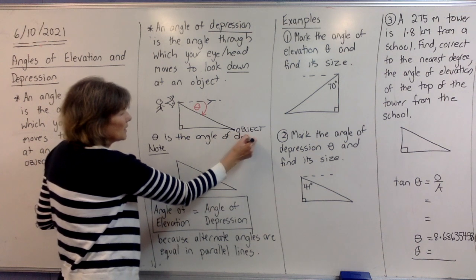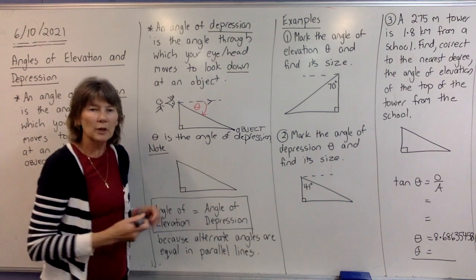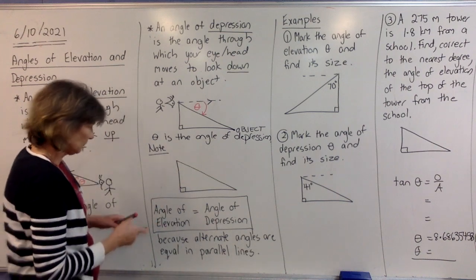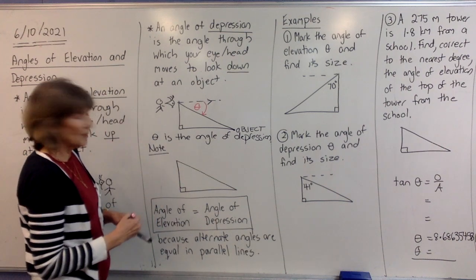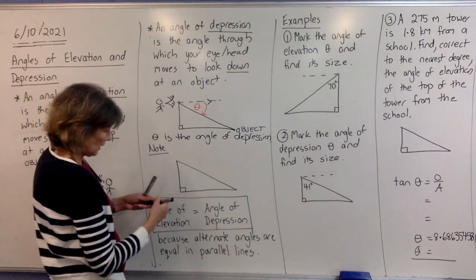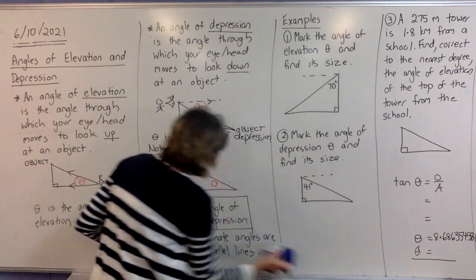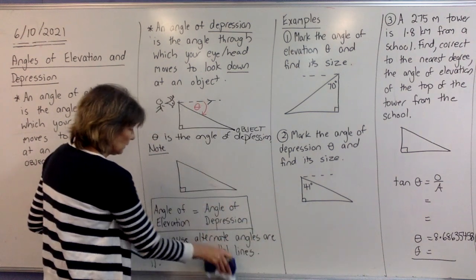Now, there is a connection between the angle of elevation and the angle of depression. So if you look down here at this diagram, if I put the angle of elevation in, it would be me here looking up, and this would be the angle of elevation. Actually, I'll put an E there for elevation so you can see what I'm doing.